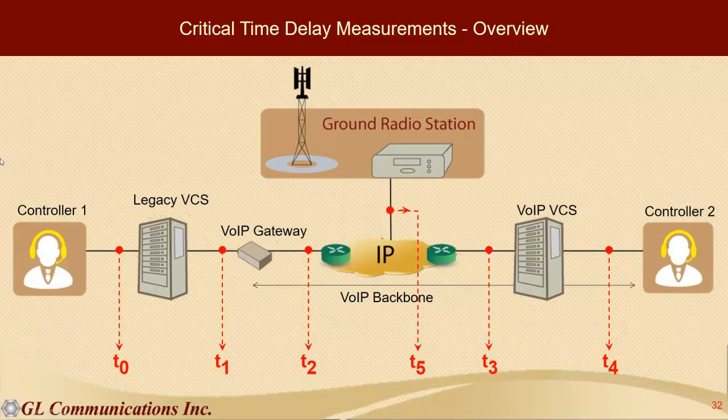So at this point, we're talking purely analog. Even here, it's an analog connection to some extent. After it goes through the gateway, it's an IP connection. So now we're talking Ethernet IP with ED-137. All of this is being represented by IP as well. But after the VoIP VCS, it obviously will go back to an analog world before the controller hears it.